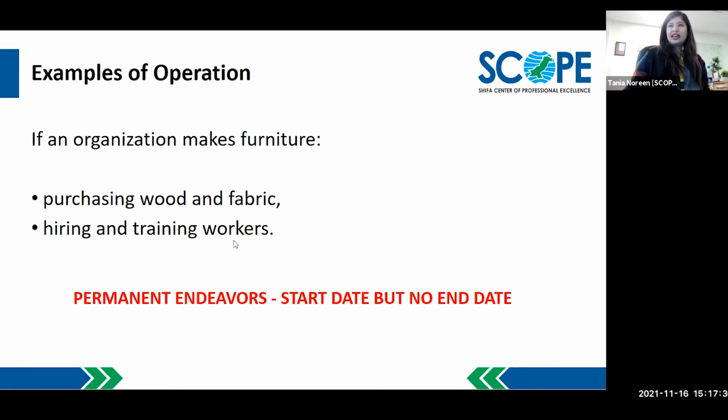Any other example would you like to share with me here? Would anyone from the listeners like to share an example of operations which are permanent in nature, with a start date but no end date? You can write in the chat box, or you can write in the question and answer box.